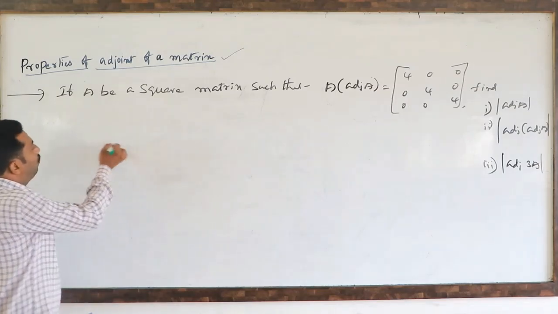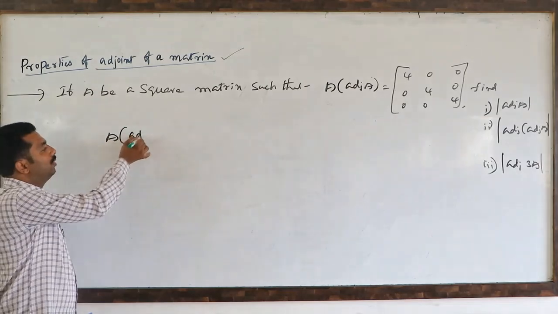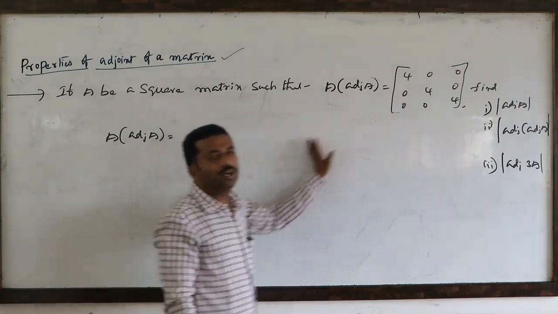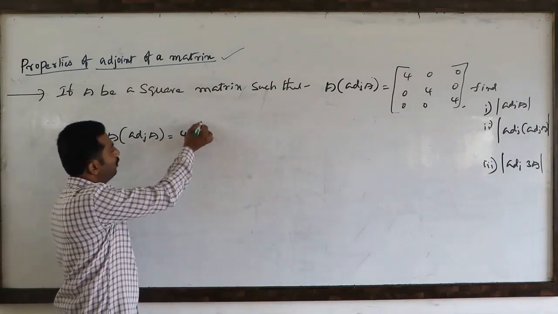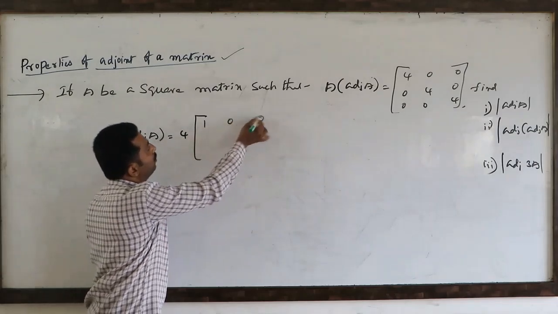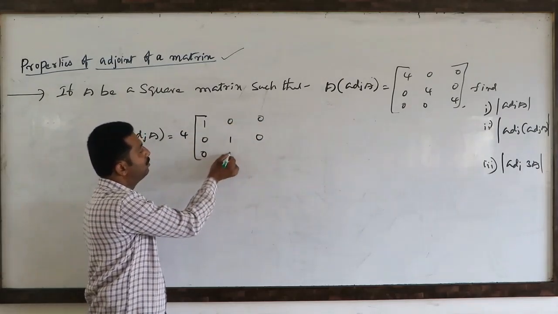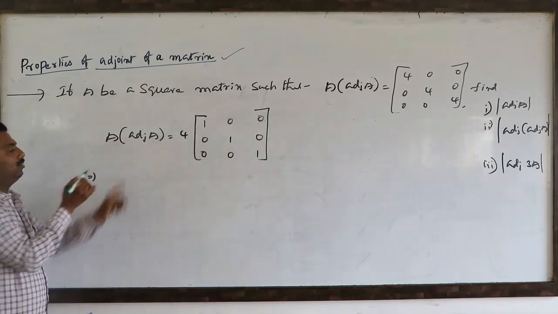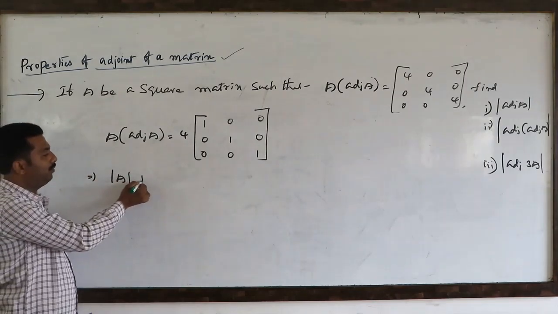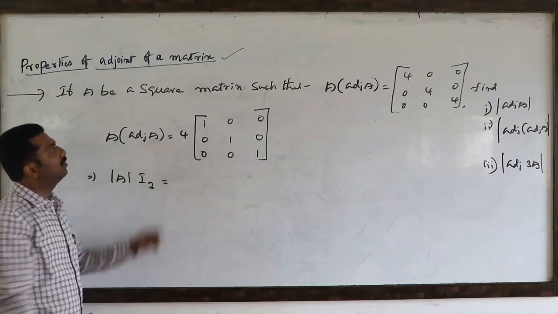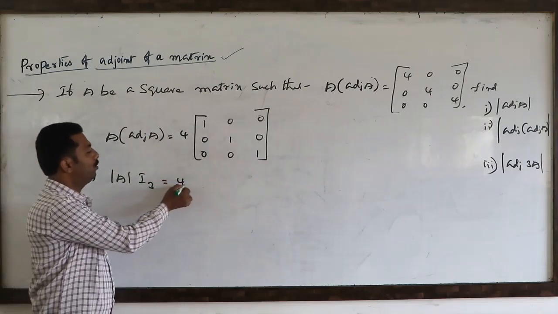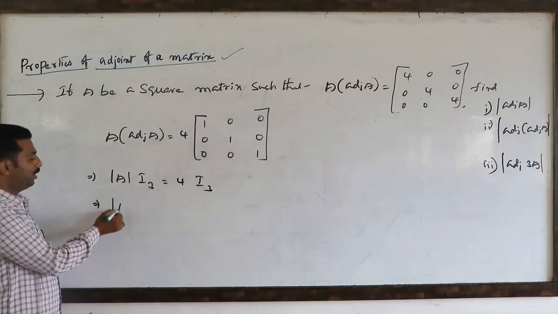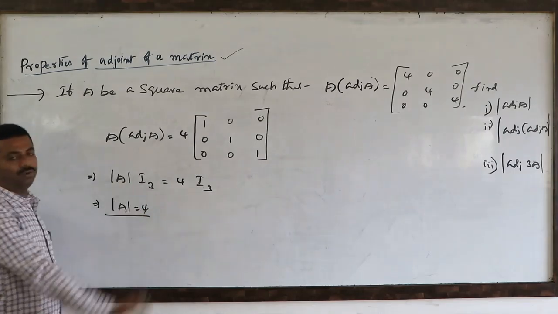What they have given is A into adjoint of A equals this square matrix only. So take 4 common, and we get the matrix 1 0 0, 0 1 0, 0 0 1. Already we know one formula: A into adjoint of A equals determinant of A into I3, because the order of the matrix A is 3. So this is 4 into I3. So I3 will go, and finally determinant of A equals 4.